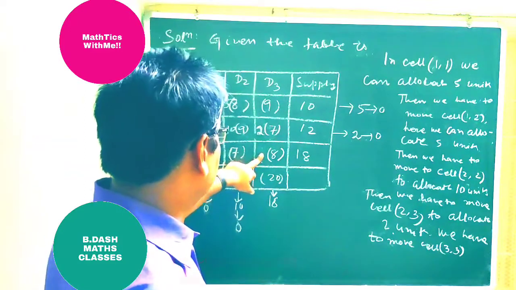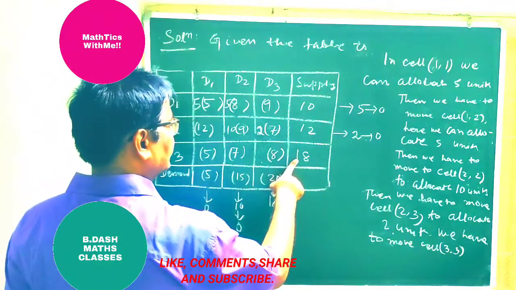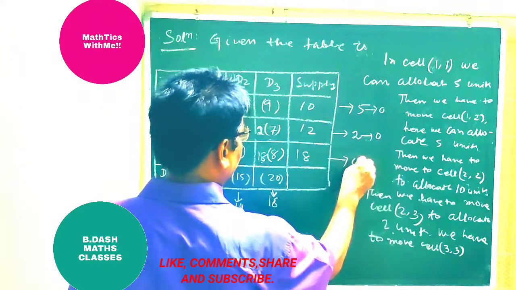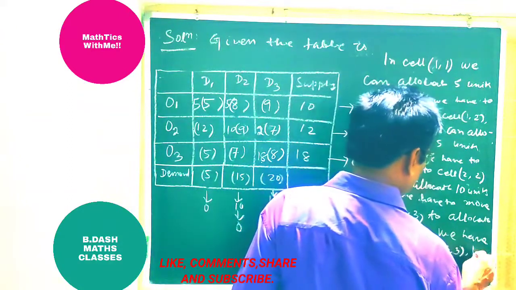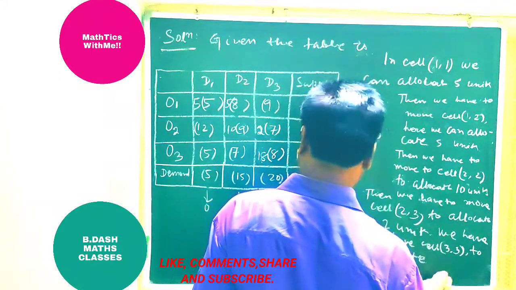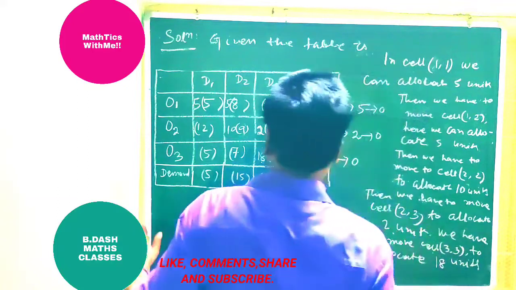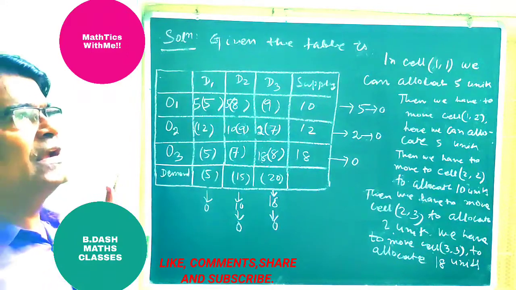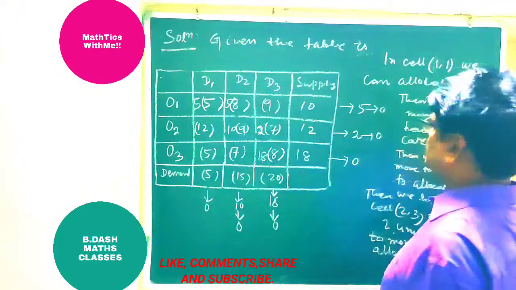In cell 3 3, we can allocate 18 because here it is 18 and here it is 18. So it becomes 0 and it becomes 0, allocating 18 units. So now the allocation for each cell is completed. Then we have to find the total transportation cost.